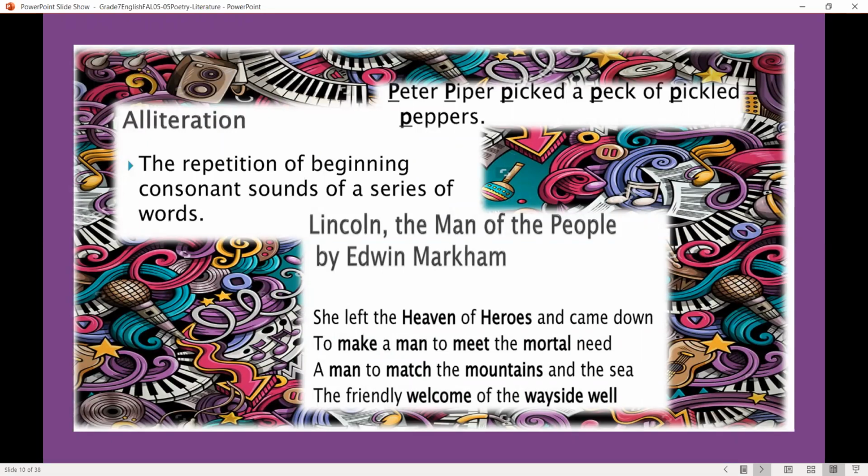Repetition is when you repeat a word more than once. For example, if I use a word twice in the poem, that's repetition. Alliteration is just the repetition of the consonant sound. So let's look at this poem by Edwin Markham, Lincoln, the Man of the People.